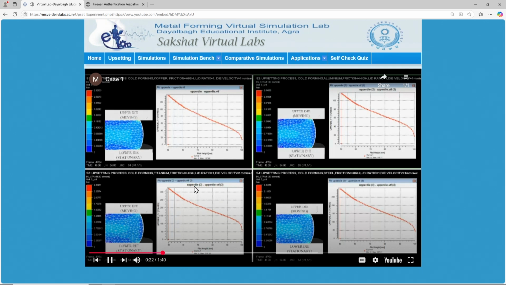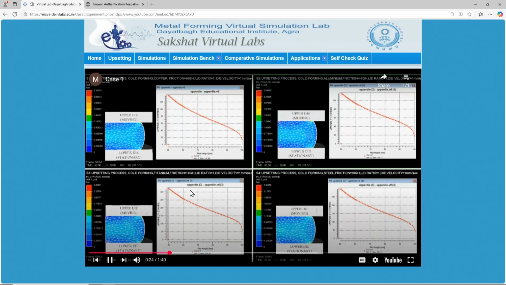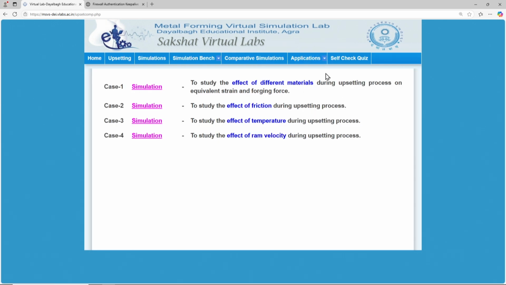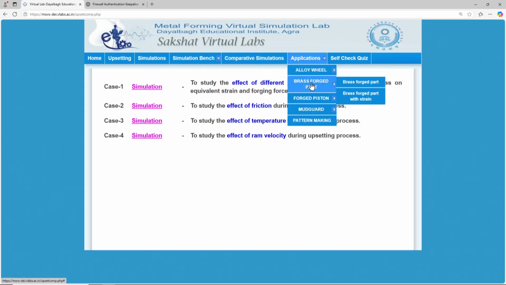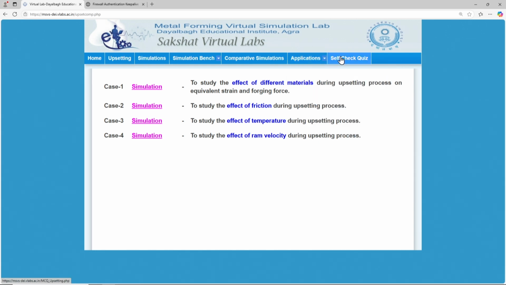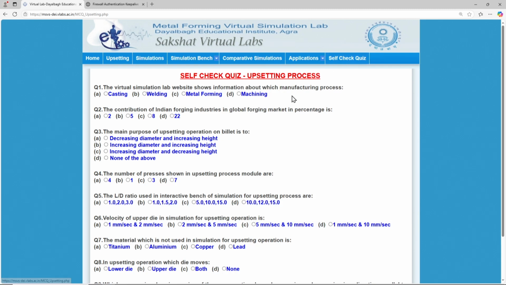This kind of comparison is also given here. So titanium, as you know, is very hard material, so the forces would be very high here. The simulation is also given. Then we have the applications here for alloy wheel, brass forged part, forged piston, mud guard, pattern making. There is a self-check quiz as well here, as it was available in almost all the simulations that we studied.